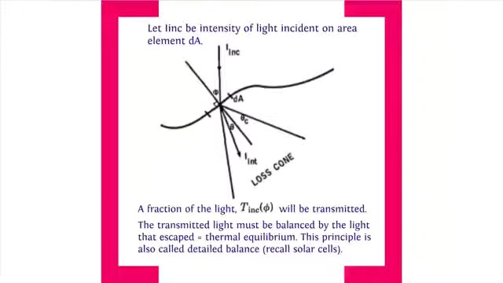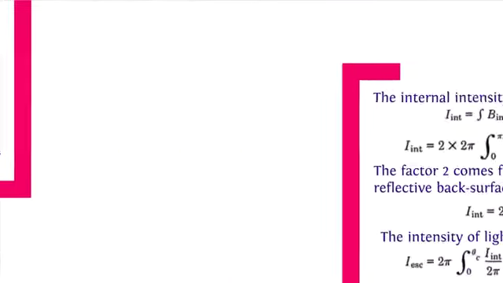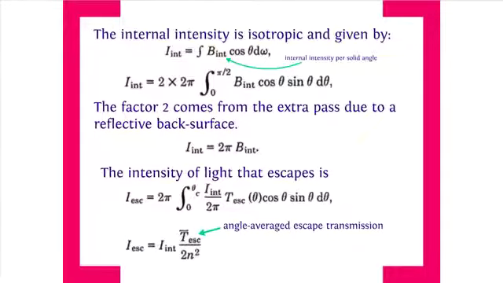Right? So thermal equilibrium. This principle is also called detailed balance. And we'll see this again when we talk about physics of solar cells. So it's a very important idea, but a very simple idea. In other words, energy entering the system must equal the energy exiting the system. If it doesn't equal, that means the body is heating up or cooling down. Right? If it's in thermal equilibrium, it has to equal. It's the same argument we did in the last few lectures as well.